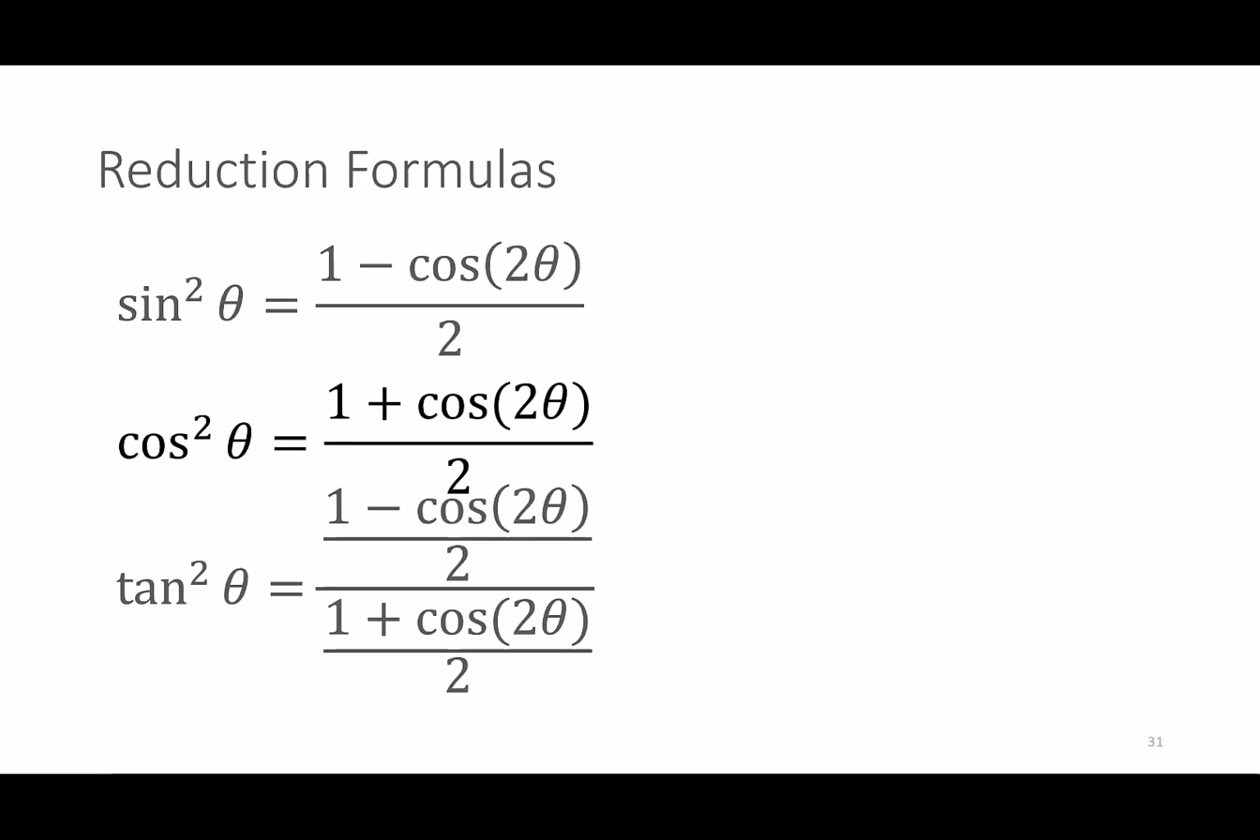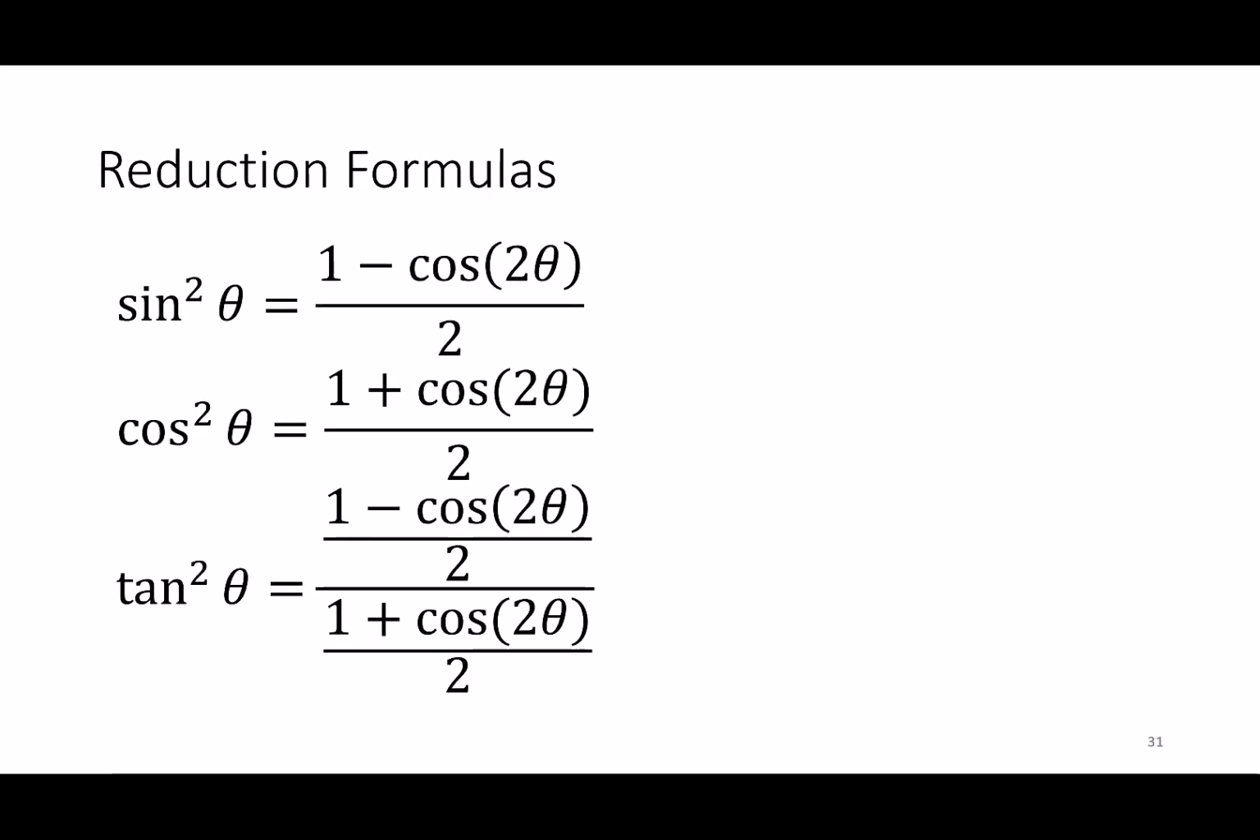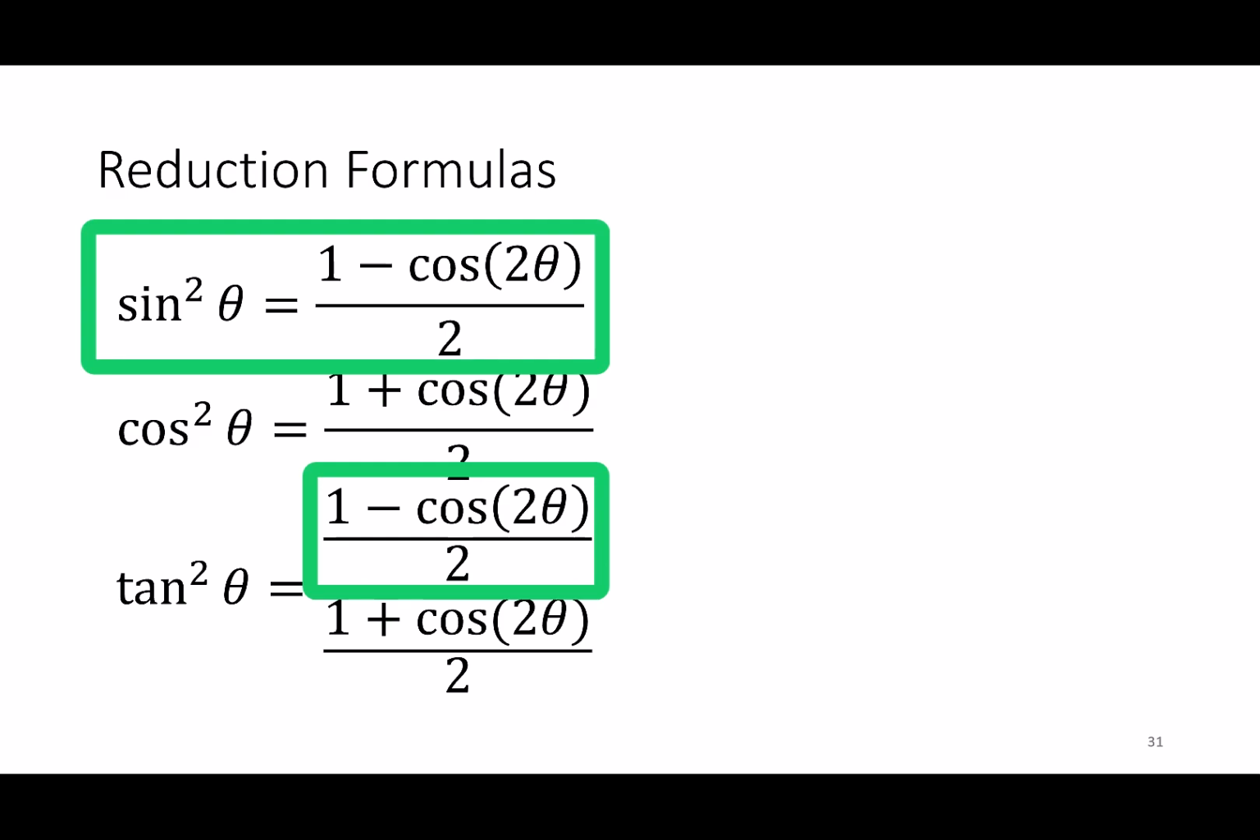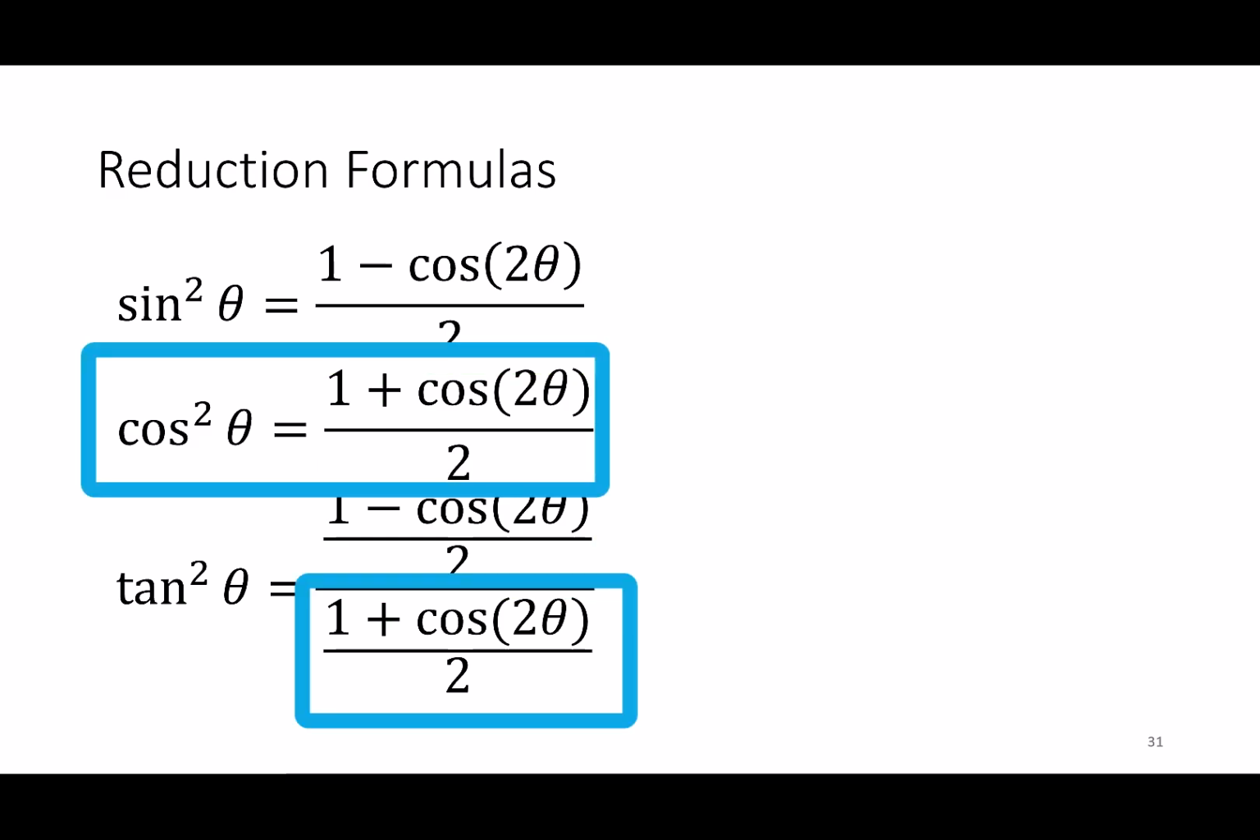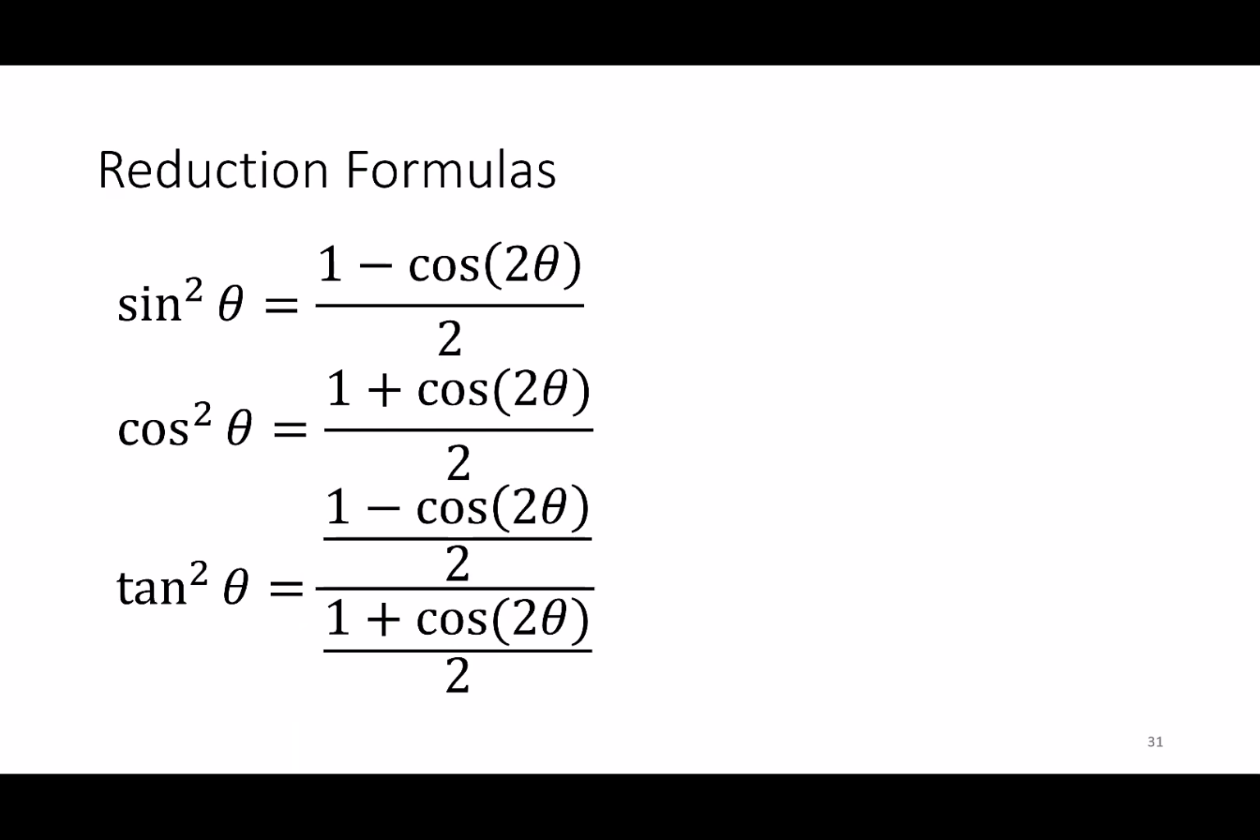We have one more formula to look at. We would like to look at the tangent squared theta. We think of tangent as sine over cosine. So if we have tangent squared theta, then that would be sine squared theta over cosine squared theta. Well, we've already said that sine squared theta is 1 minus cosine of 2 theta over 2, and cosine squared theta is 1 plus cosine 2 theta over 2. We have a complex fraction, meaning a fraction within a fraction, so we're going to simplify that by multiplying by the reciprocal of the denominator.